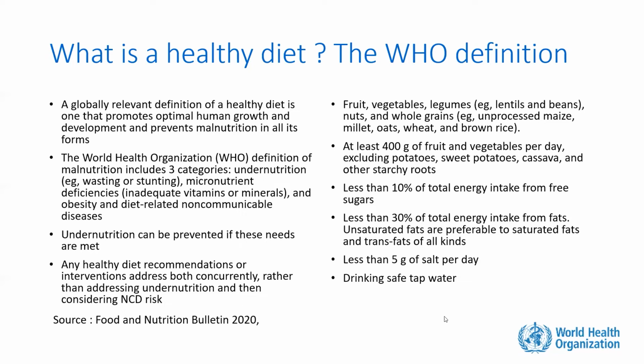The first one is around plant foods, having a large component of the diet coming from fruit, vegetables, legumes, nuts, whole grains. Then having at least 400 grams of fruit and vegetables per day, excluding the roots and tubers. Having less than 10% of total energy intake from free sugars, less than 30% of total energy from fats, and having plant fats, unsaturated fats, more than saturated fats and trans fat of all kinds, having less than 5 grams of salt per day, and drinking safe tap water.